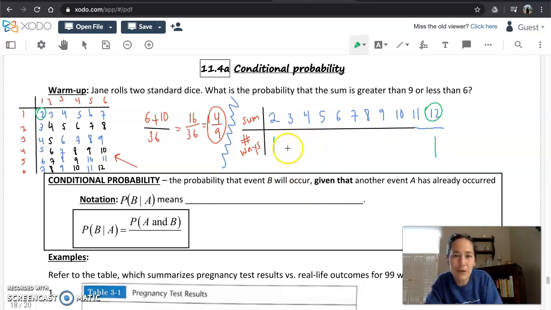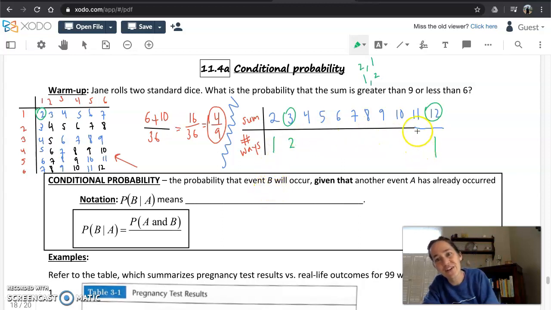Now let me creep inward on this table. Okay, so how many ways can I get a 3? Let me think of it. I could get a 2 and then a 1. Or, add this up, I could get a 1 and a 2. There are 2 ways that you can roll a 3 with 2 dice.